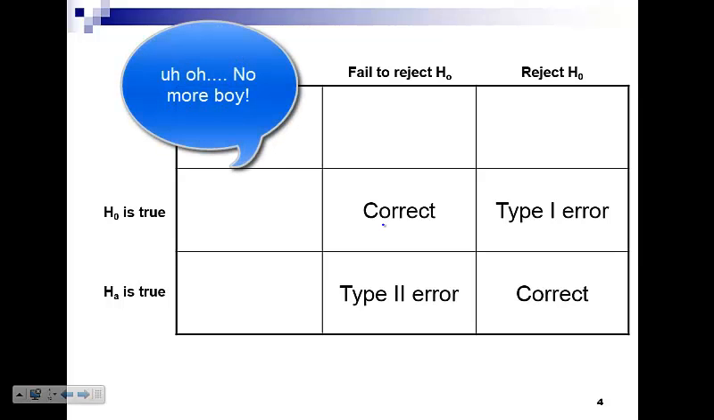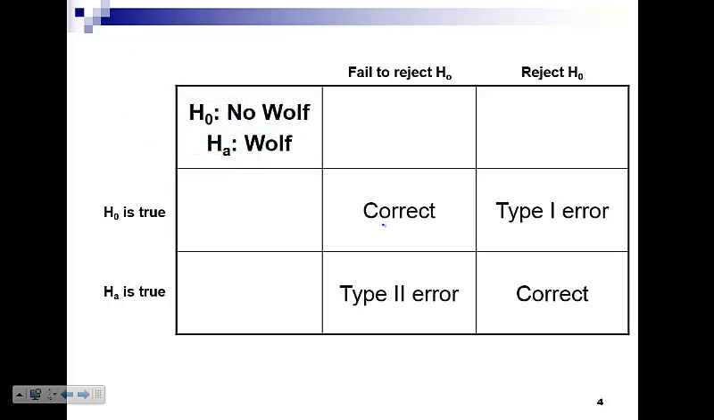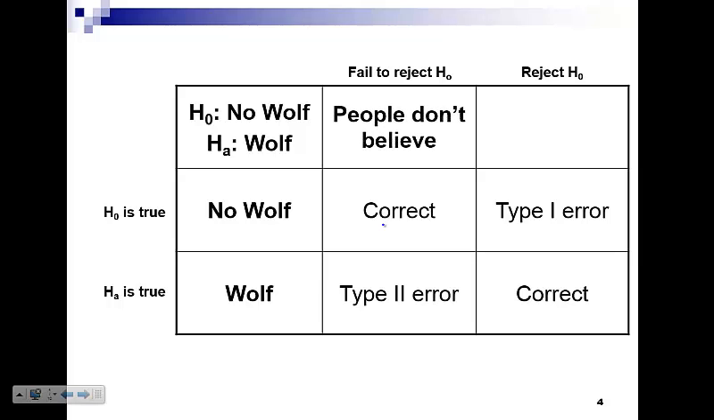So we're going to set our null here to be that there is no wolf. That's the status quo. We're assuming there is no wolf. And the alternative is that there is a wolf. So the null is true would mean there is indeed no wolf, whereas if the null is false, the alternative is true, there is a wolf. So what are our consequences? If we fail to reject the null, people are not going to believe that there is a wolf. And of course, if we reject the null, people do believe.